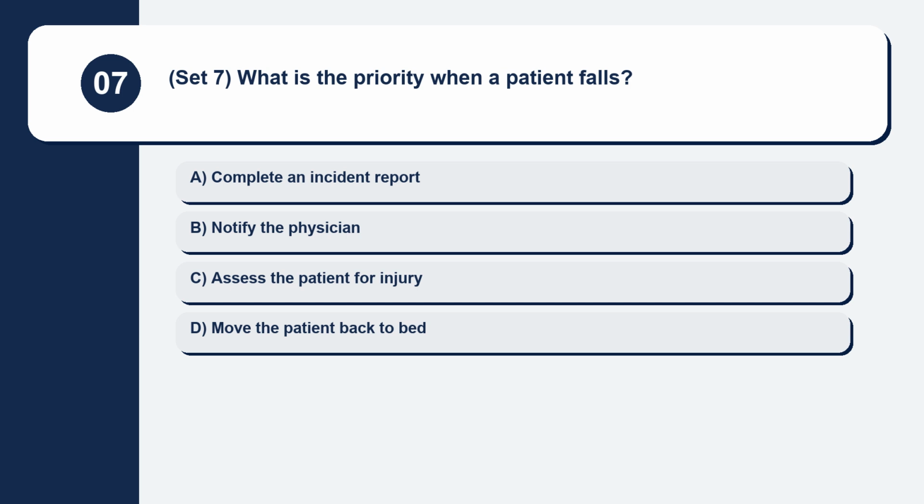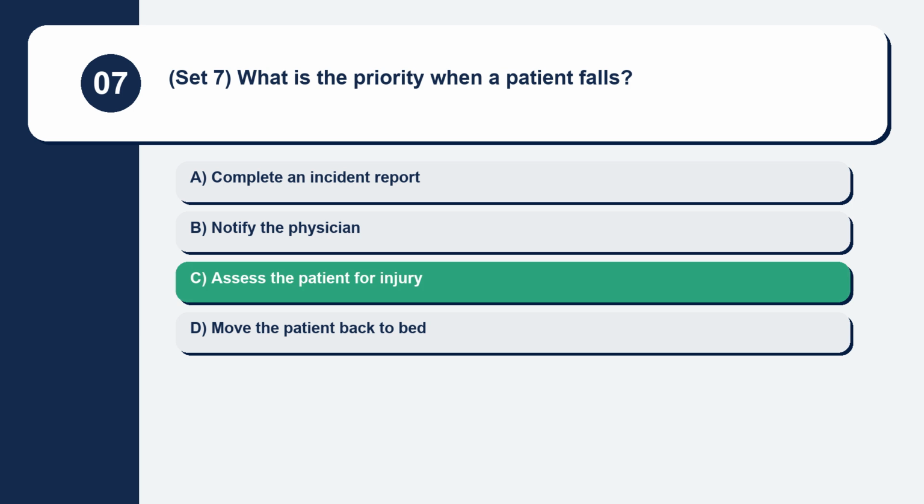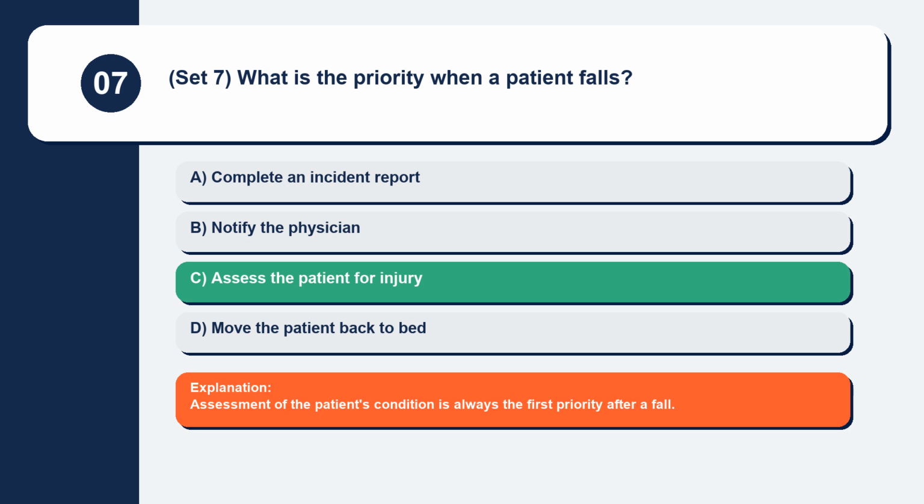Question 7. Set 7. What is the priority when a patient falls? Complete an incident report, notify the physician, assess the patient for injury, move the patient back to bed. Assessment of the patient's condition is always the first priority after a fall.